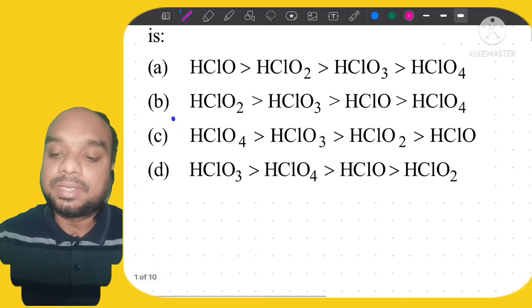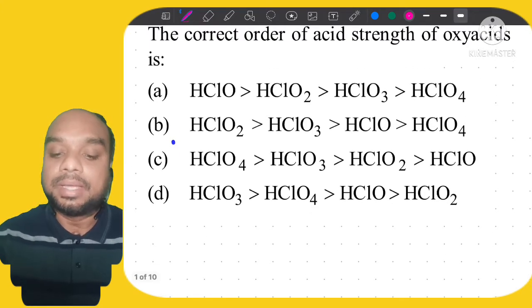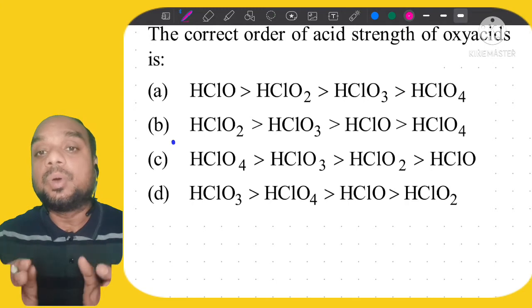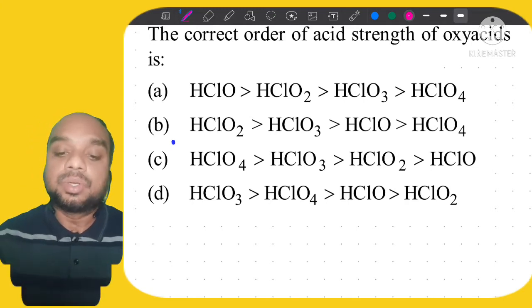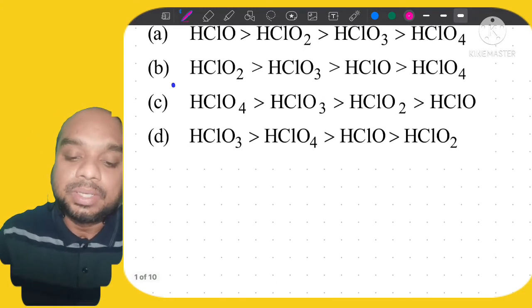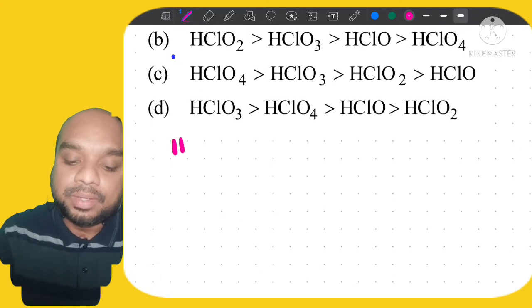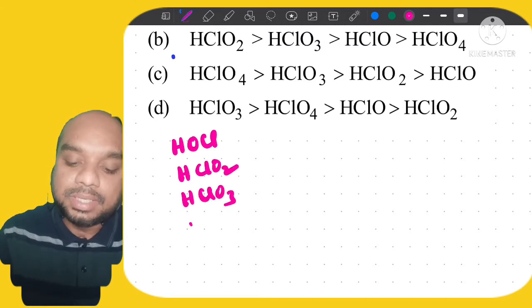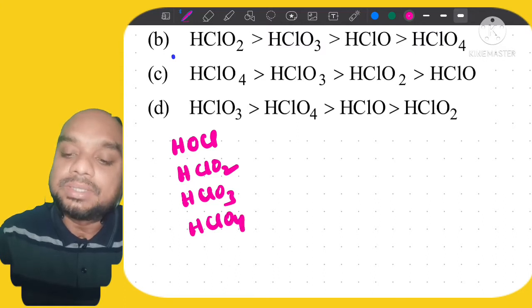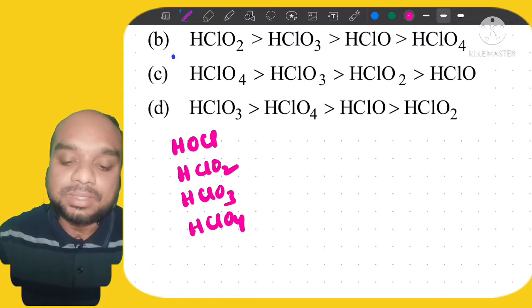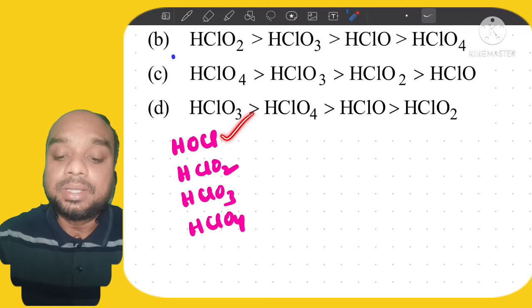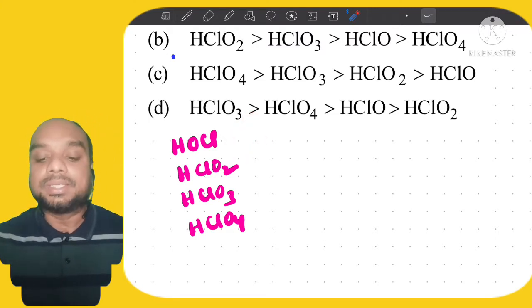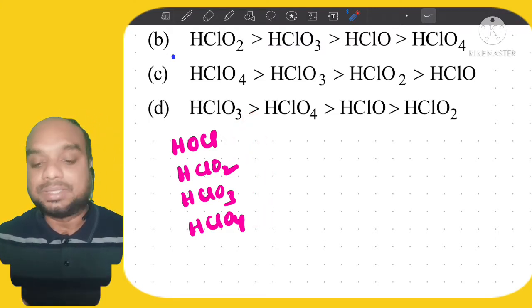Here, which acids are given? Oxyacids are given. Here, chlorine is there. That means chloro oxyacids are given. What are those? HOCl, HClO2, HClO3 and HClO4. Like that, four acids are given. These acids' names are hypochlorous acid, chlorous acid, chloric acid, perchloric acid. Like that, four acids are there.